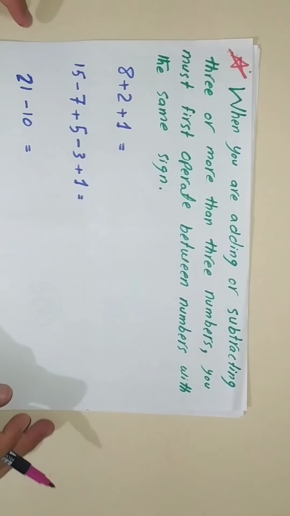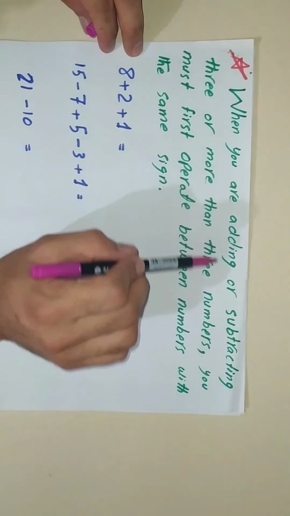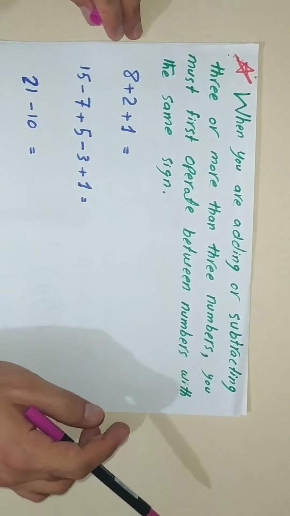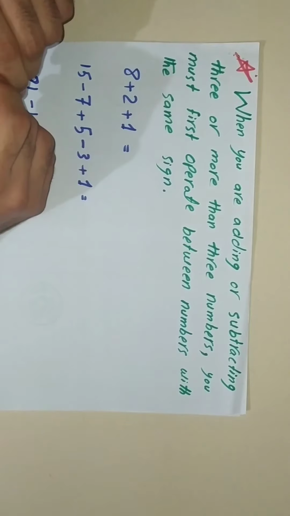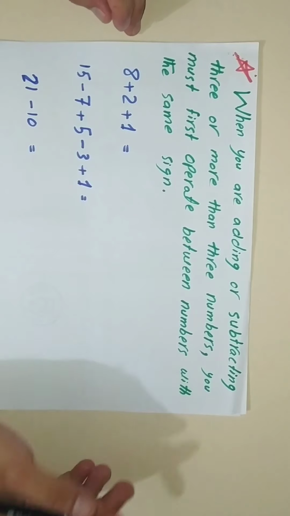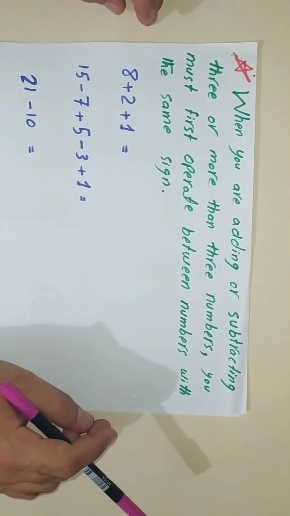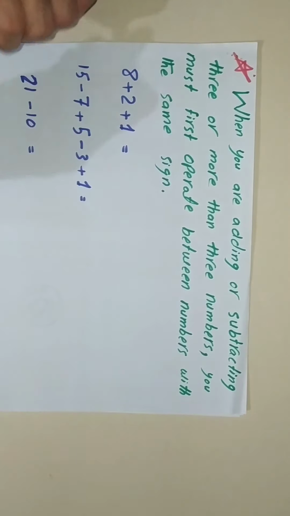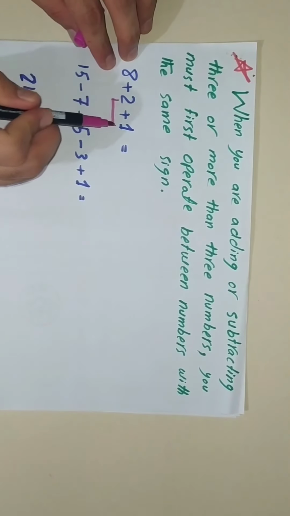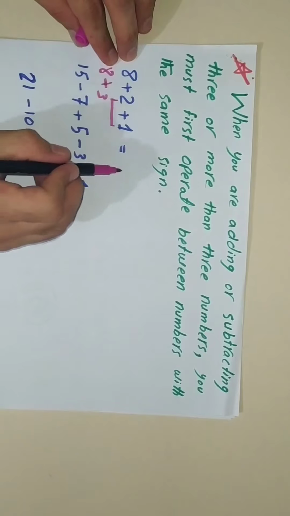Okay, now I think any other pattern scheme. Now in this question, when you are adding or subtracting 3 or more than 3 numbers, you must first operate between numbers with the same sign. Whenever you are adding or subtracting 3 or more than 3 numbers, you first have to operate between numbers with the same sign. Like in this, all the signs are the same. So first I have to operate these two. 2 plus 1, 3. So 8 plus 3, 11.